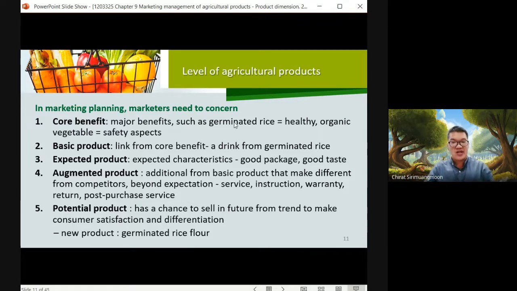Or if you think about organic vegetables, what you need is not just the vitamins or the fibers, but you think about safety. Okay, so this is the core benefit.